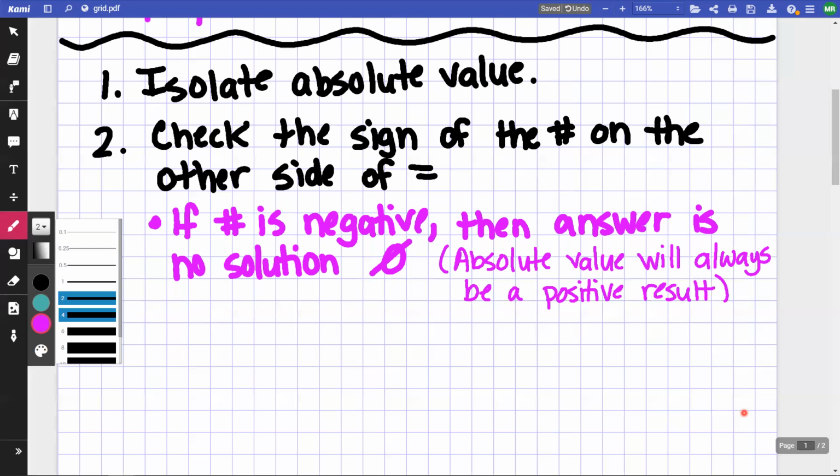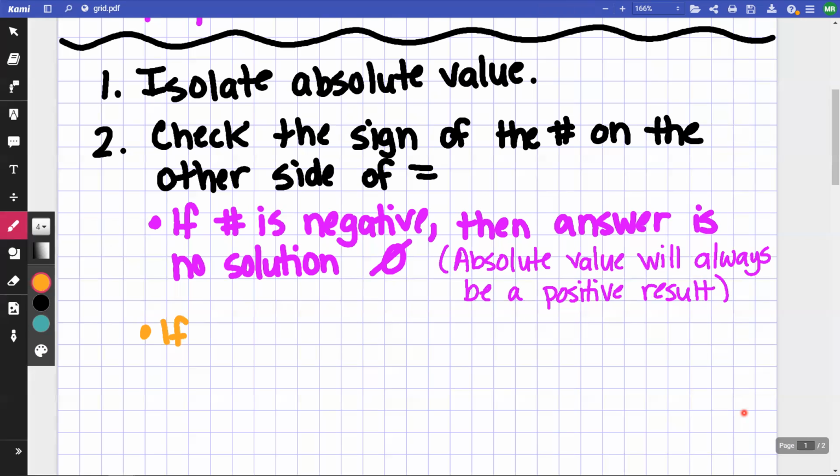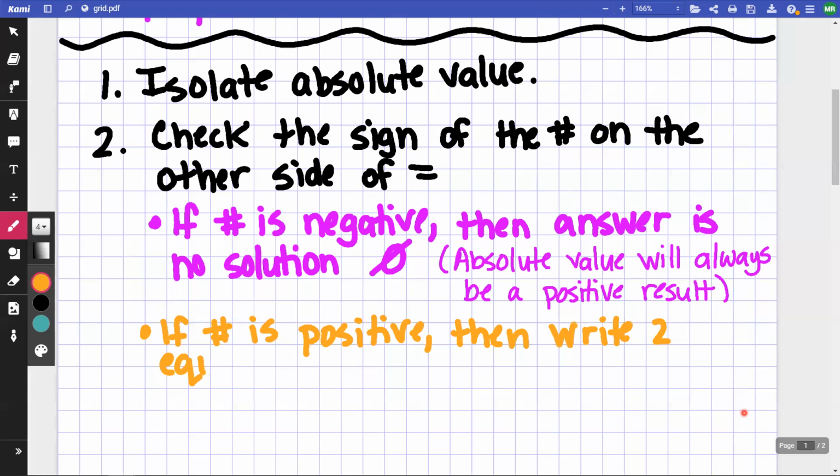So what happens if it is not negative? Okay, so this is where we have to do a little work. So if the number is positive, then write two equations and solve.